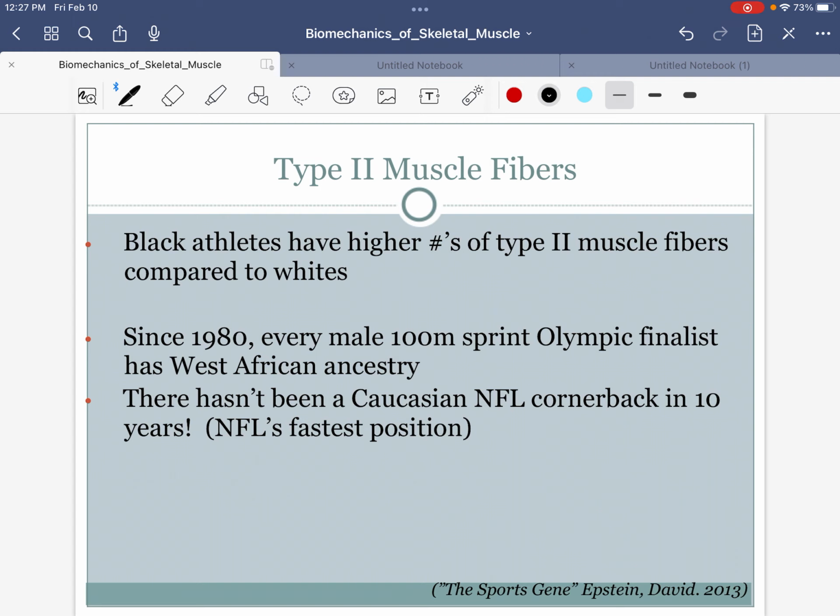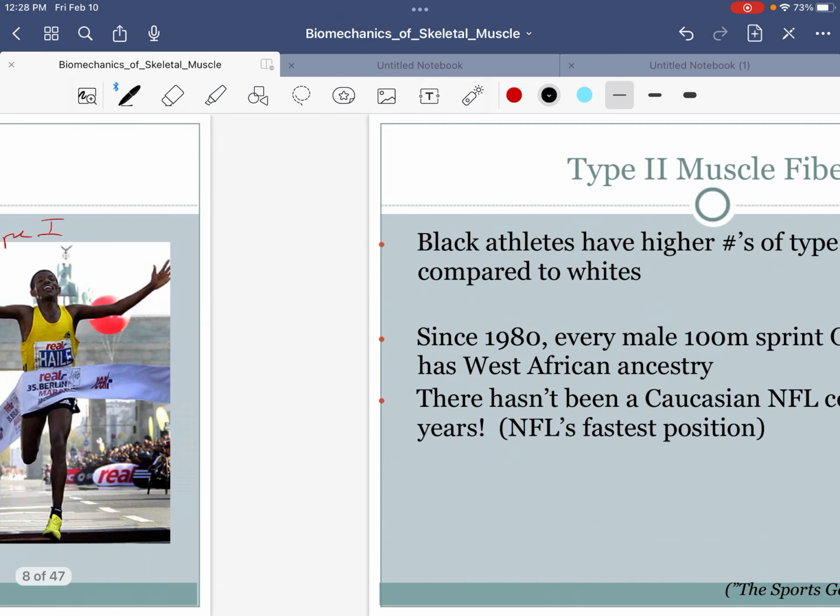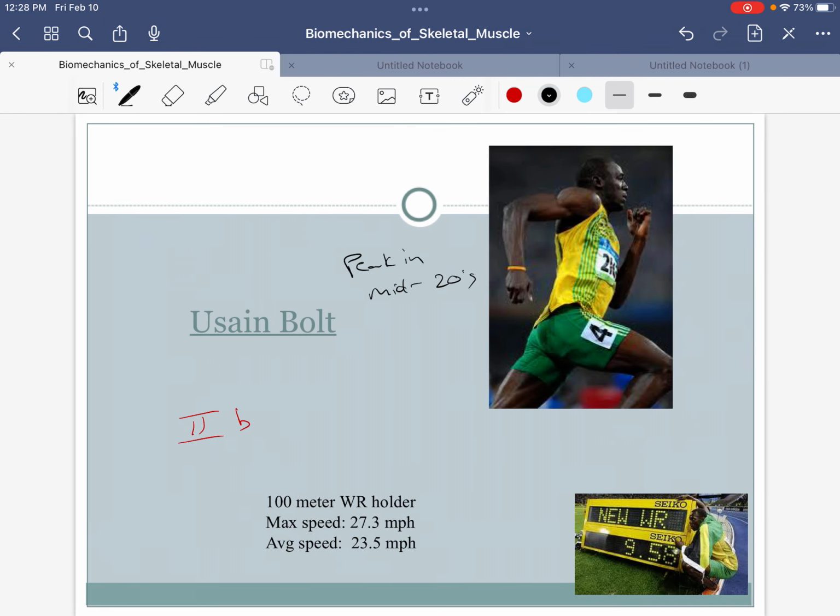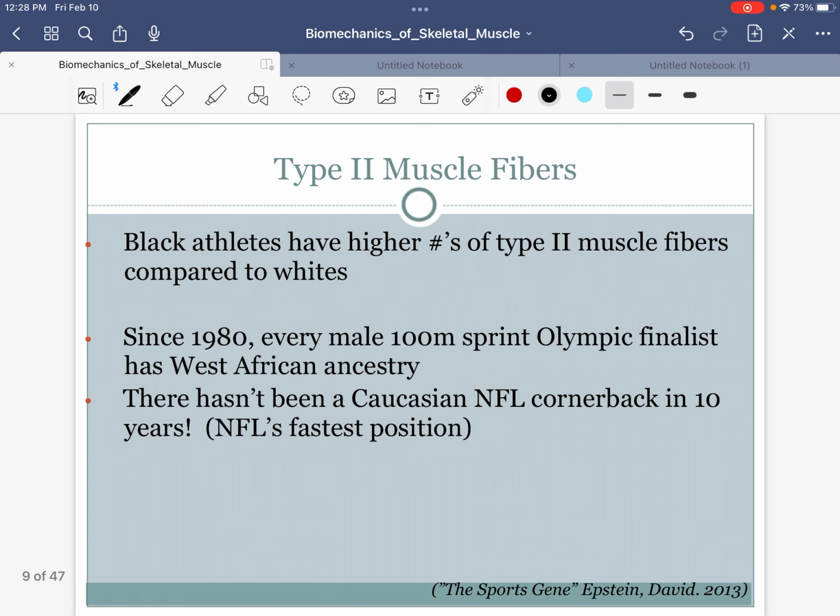This is extra, not going to be on the test, but did you know Black and African American athletes have higher numbers of type 2 muscle fibers compared to people who are Caucasian? It's a fact insofar as we've taken muscle biopsies from thousands of athletes, and these are the results that we've gotten. I think we see this play out. If we think about the sprinters, a lot of the fastest sprinters in the world are of African descent. They are helped, perhaps, by the fact that they've got a greater number of type 2 muscle fibers.